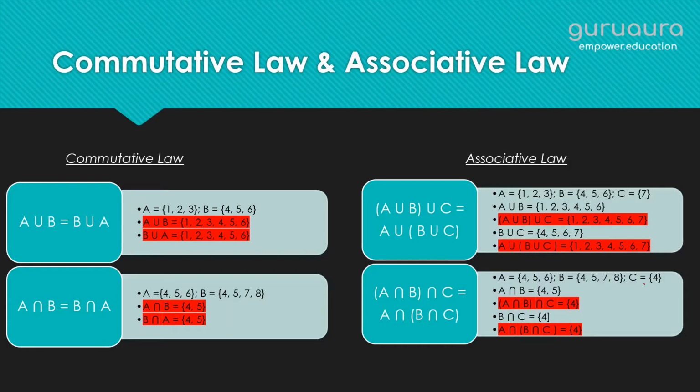Now let's check the right hand side. A intersection B intersection C. In this case, firstly you need to find B intersection C. So B intersection C will contain a single element, that is 4. Okay. And now A intersection B intersection C. As the common element between them is 4, this set contains only one element, that is 4. Hence, this is proved. Thus, the way the sets are grouped does not change the result.